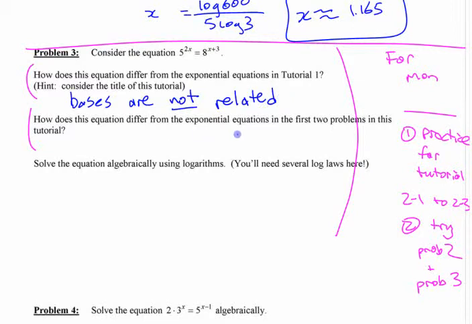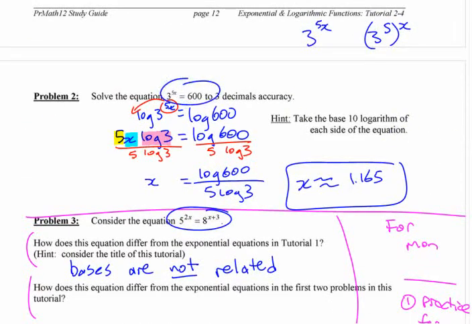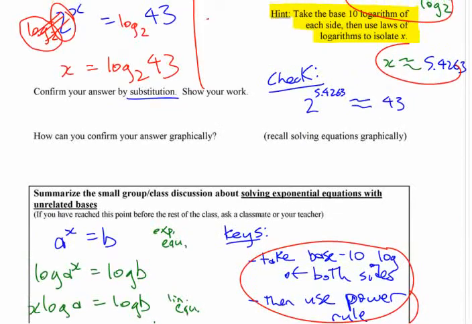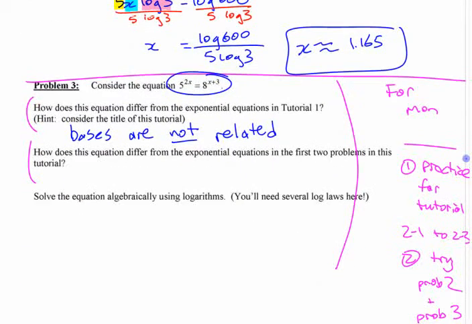How does this equation differ from the exponential equations in the first two problems in this tutorial? How does this one differ from this one and the other one? X is on both sides. That's a good observation. There's a lot of ways it differs. Obviously 5, 8 are different numbers. This has an x plus 3 instead of a times. The most significant difference is the fact that x is on both sides, right?